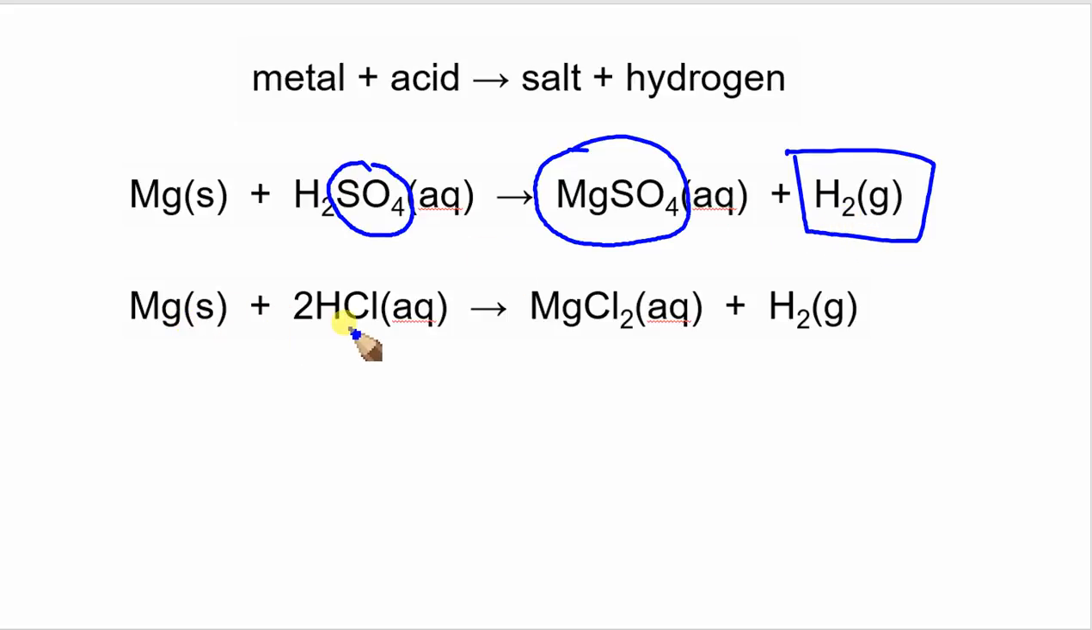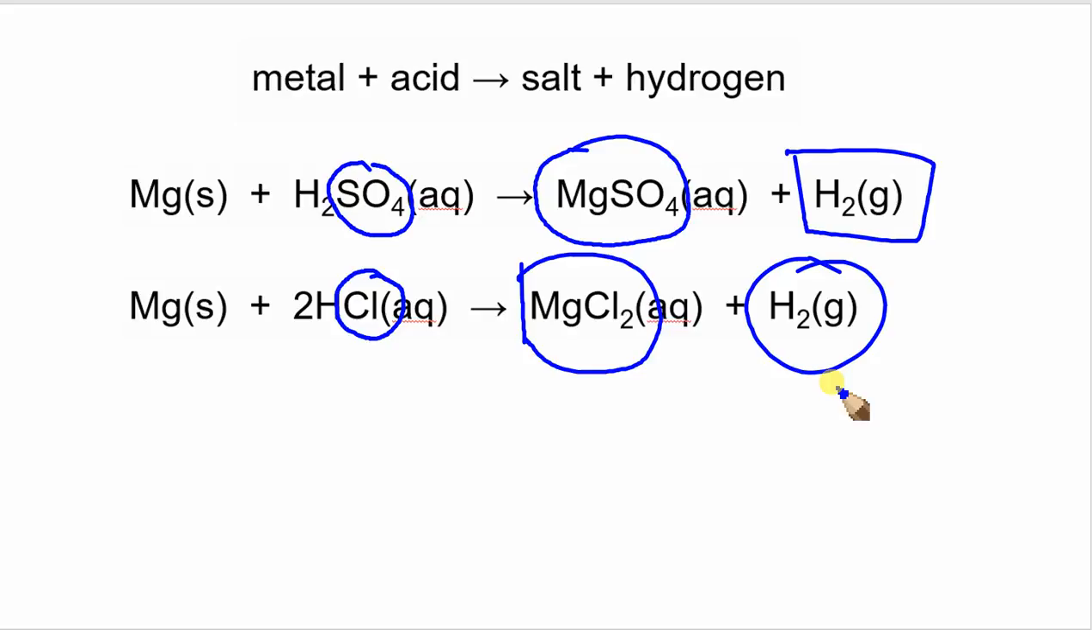Below we've got magnesium and hydrochloric acid, so it's hydrochloric acid, so we know we've got a salt with a chloride. So there's the metal displacing the hydrogen, gives us our metal chloride, and hydrogen gas is evolved.